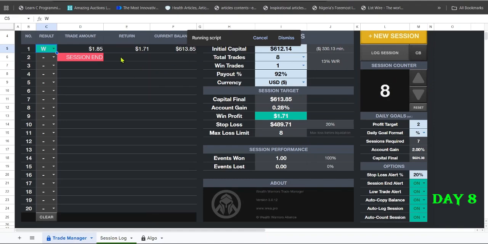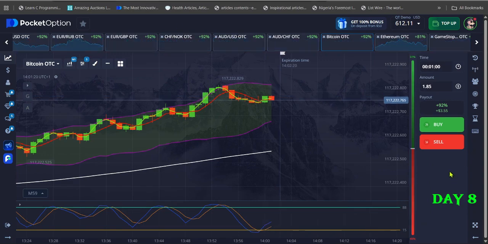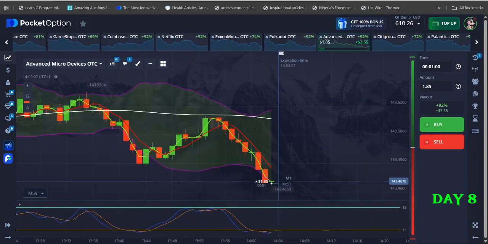Let's still take one additional trade, because we are feeling good to trade another one. So I will find another opportunity and I'll resume the recording.